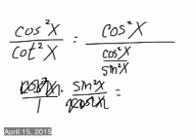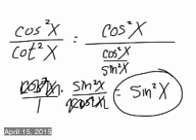Now, when you have the sine squared like that, there's nothing else you can reduce it down to. Otherwise, if it was 1 over the sine squared, then we could do something. But we're trying to get it so that it doesn't have fractions anymore.